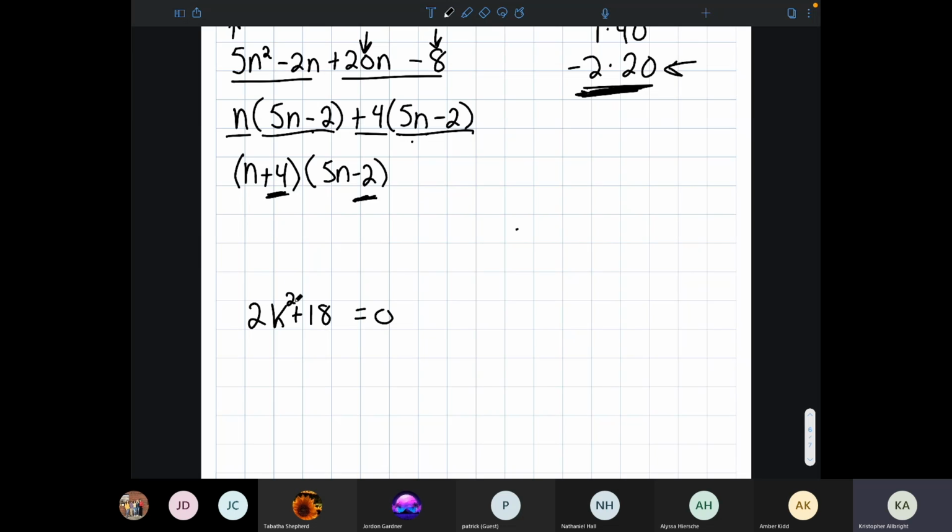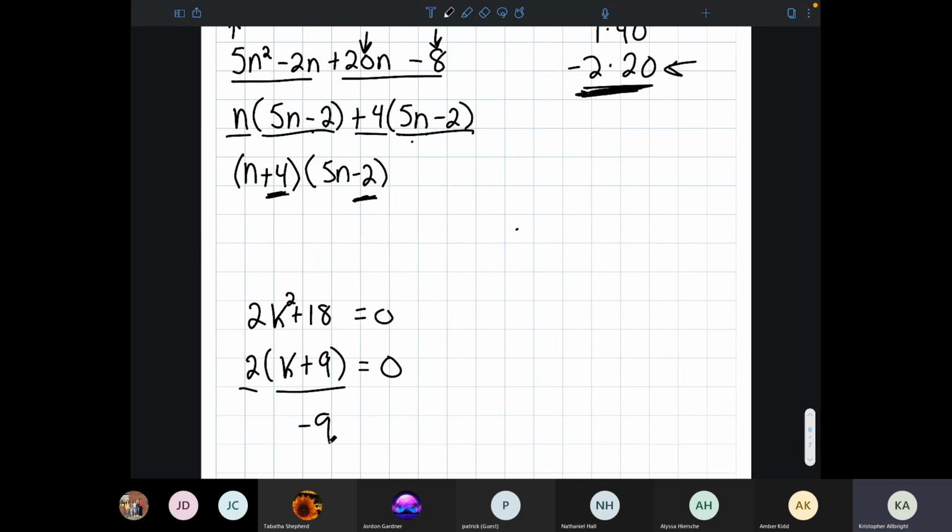Okay, so still you can look at this and say, all right, well, I can definitely pull a 2 out of this. So if I pull a 2 out, it's going to look like this, k plus 9. And our factors here are going to be 2 and k plus 9. And our solution is going to be -9.